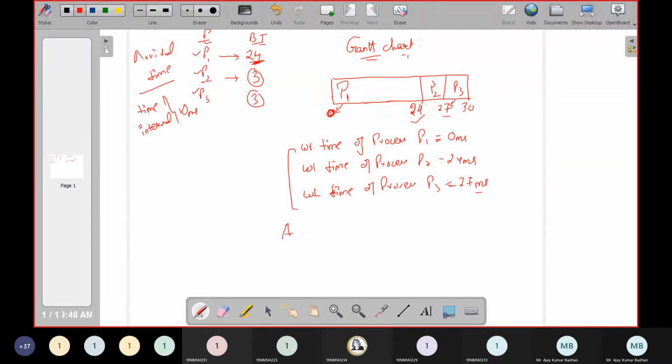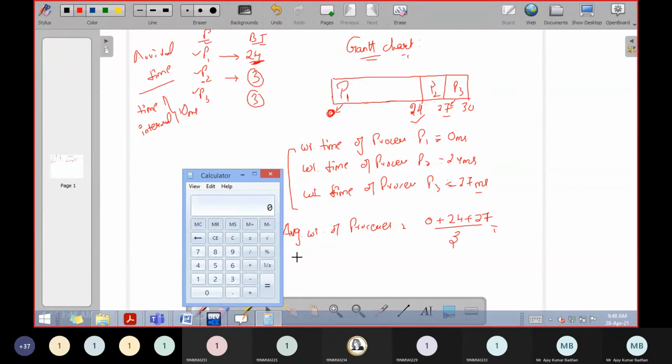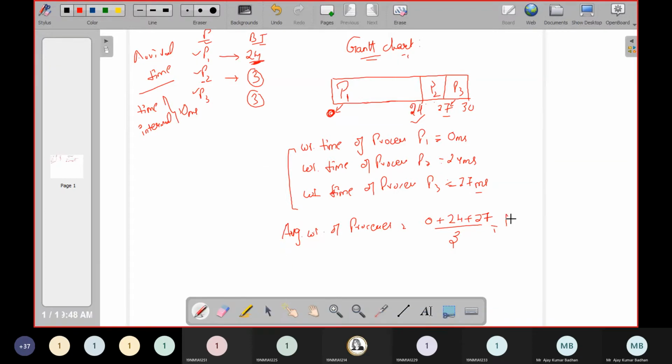So what is the average waiting time? This is nothing but 0 plus 24 plus 27 divided by 3, since there are three processes. Let's take a calculator. 24 plus 27 is 51, divided by 3, so it is 17. So we got 17 milliseconds.